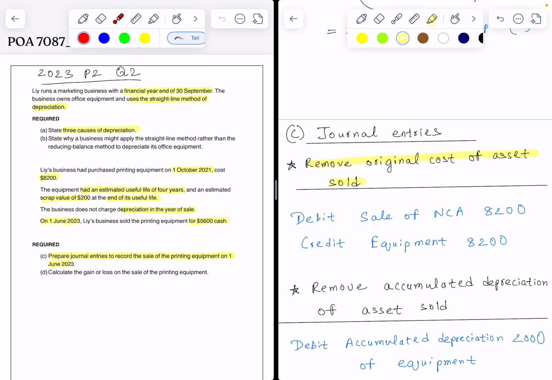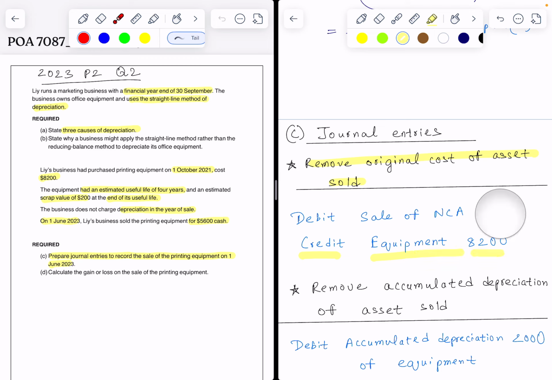Because assets went up. But now that we have sold this equipment, the cost of this equipment should no longer remain in the business financial statements moving forward. Therefore, we are to reduce this value of equipment, the cost of the equipment. And here we are reducing the assets. Therefore, when equipment goes down in value, assets are going down in value. And when assets go down in value, we credit them. So we'll credit equipment by $8,200.